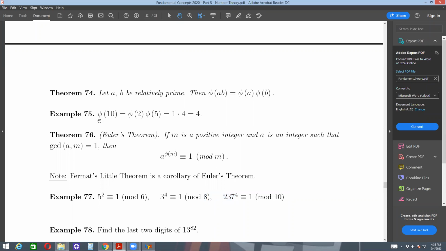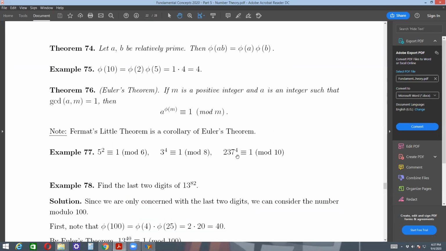And for 10, now this is useful. If you want to know the last digit of a number, you could use Euler's theorem. Because phi of 10 is 4, any number that's relatively prime to 10, if you raise that number to the power of 4, you'll get 1 mod 10. So you could actually use that. If I wanted to know what's the last digit of 237 to the power of 8, you could just say, well, 237 to the power of 4 is 1, so you just square both sides. And the answer is again 1.